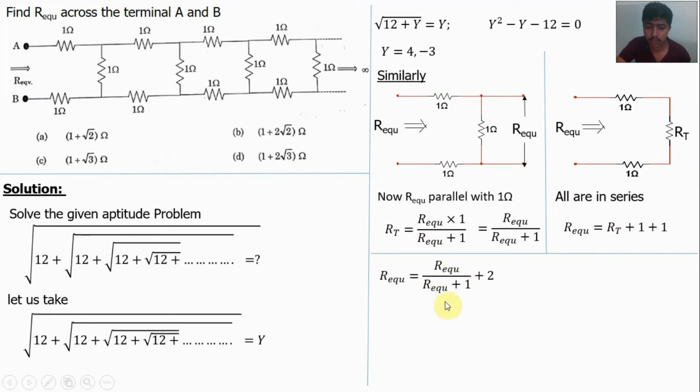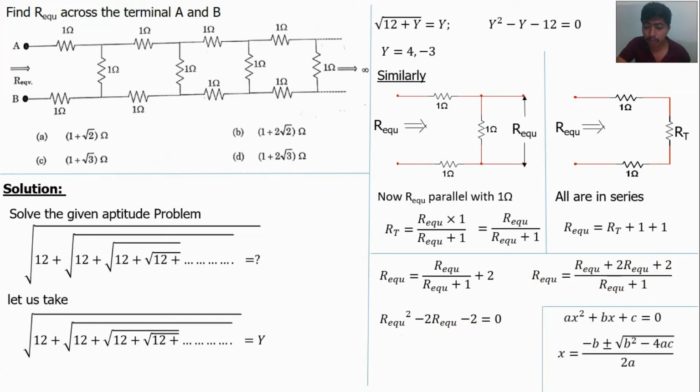Okay, simplify this equation. Take the LCM. R equivalent is equal to R equivalent plus 2 R equivalent plus 2, all over R equivalent plus 1. Now simplify this equation. This term will go to here. So R equivalent square minus 2 R equivalent minus 2 is equal to 0. Solve this equation. We know that if the quadratic equation is ax square plus bx plus c equal to 0, then x is equal to minus b plus or minus root of b square minus 4ac by 2a. Here a is equal to 1, b is equal to minus 2, c is equal to minus 2, and x is equal to R equivalent. Substitute in this equation.